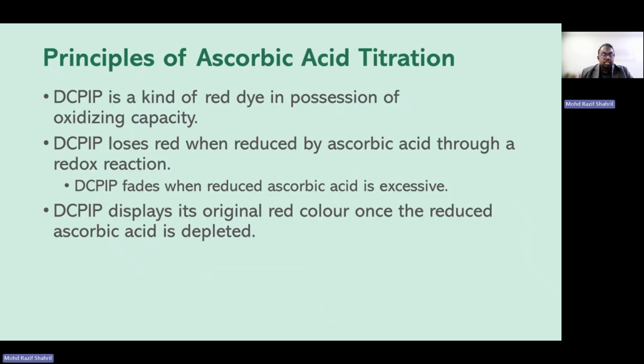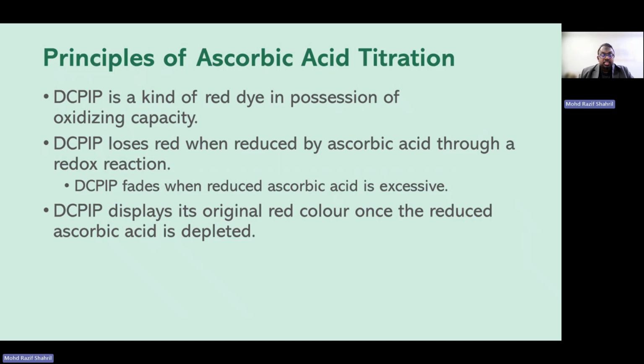So what are the visual principles of this titration? The DCPIP acts as a red dye that possesses oxidizing capacity. When we titrate it against our sample, the DCPIP loses its red color as it is reduced by the ascorbic acid through that redox reaction we just looked at.